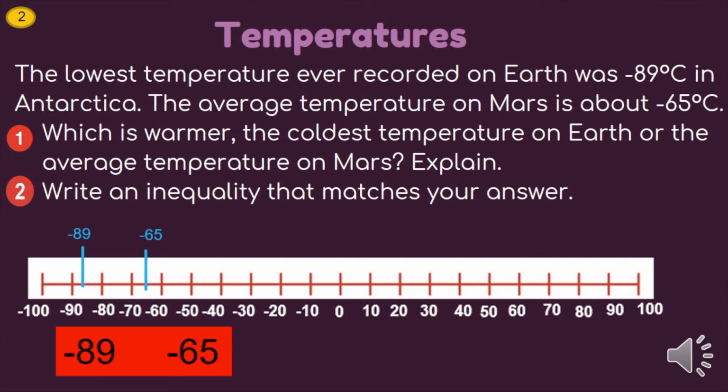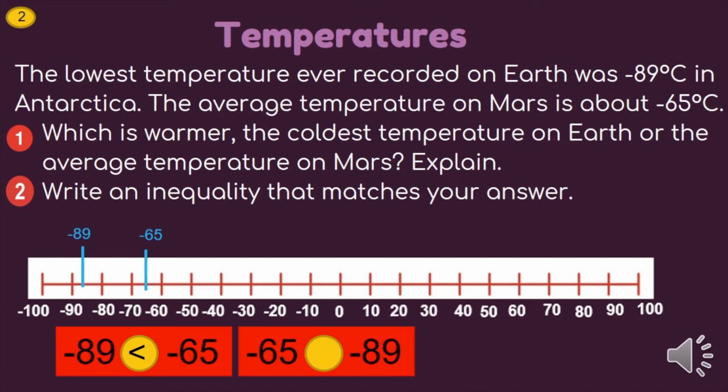Okay, now what symbol would I have to put? Negative 89, I know that that number is smaller than negative 65. Okay, so then I will put a less than symbol because negative 89 is less than negative 65. Or I can write it another way and put the greater than symbol. Negative 65 is greater than negative 89.